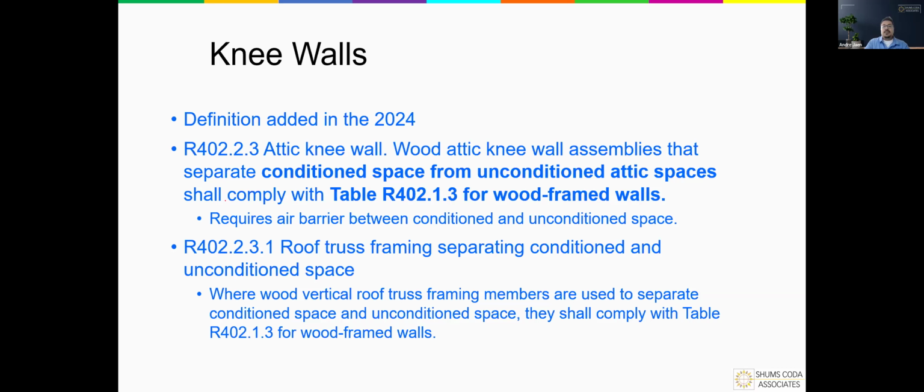And so we can see here that when we separate that unconditioned space and conditioned space, we're going to use those wood frame wall values for our attic knee walls. We can also see here it's identified as roof truss framing separation. And where the vertical roof truss framing member is used, we're going to separate that as well and comply with the same wood frame wall criteria. So it's really getting specific about we're going to carry that insulation through in an effective manner.